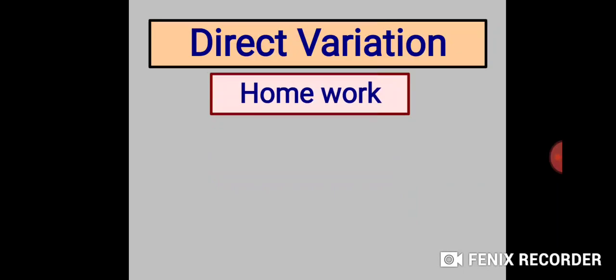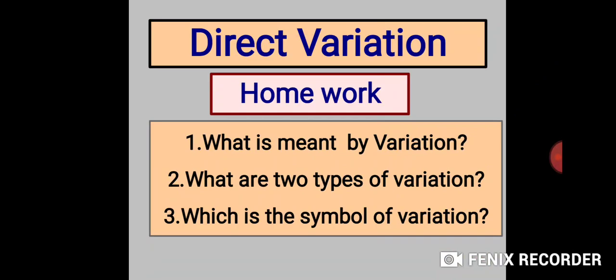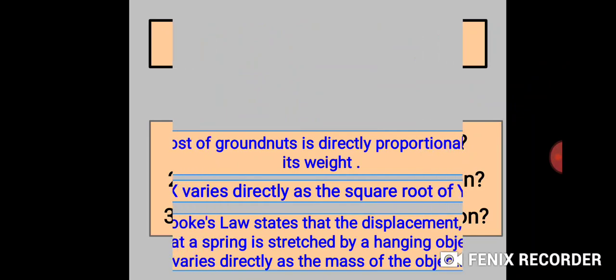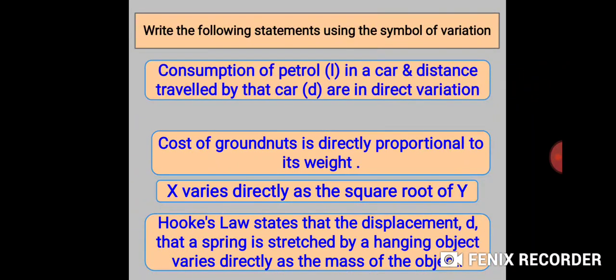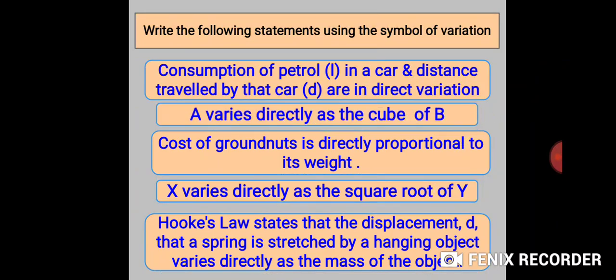Students, here we see today's homework. What is meant by variation? What are the two types of variation? Which is the symbol of variation? And here we see some statements, and you write the following statements by using the symbol of variation.